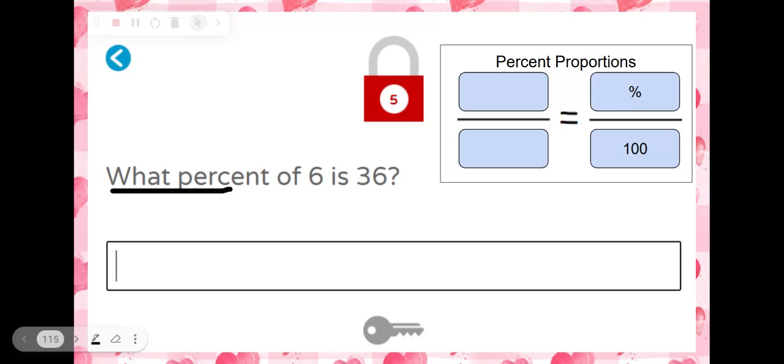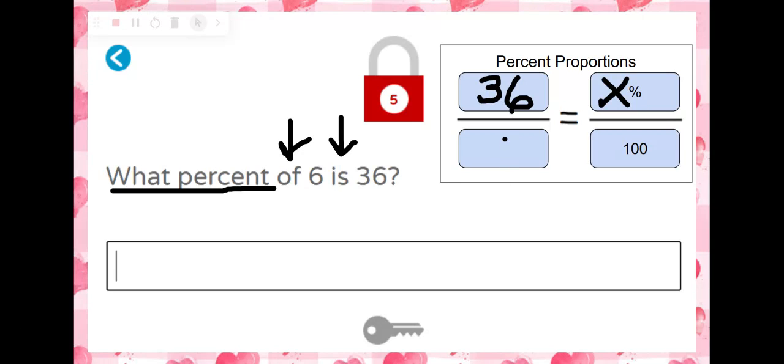What percent? Okay, this time we don't know our percentage, so that's our x. What percent of 6 is 36? This one is a little bit tricky because your part is greater than your whole, but still you can see that is over of. So 36 is what part of 6?